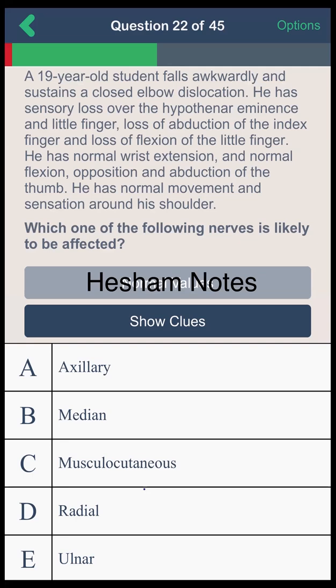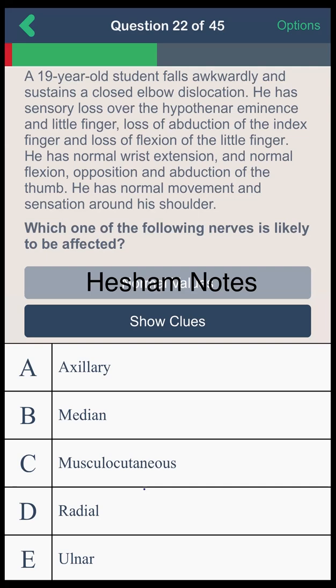A 19-year-old student falls awkwardly and sustains a closed elbow dislocation. He has sensory loss over the hypothenar eminence and little finger, loss of abduction of the index finger, and loss of flexion of the little finger. He has normal wrist extension and normal flexion, opposition and abduction of the thumb. He has normal movement and sensation around the shoulder. Which of the following nerves will be affected?